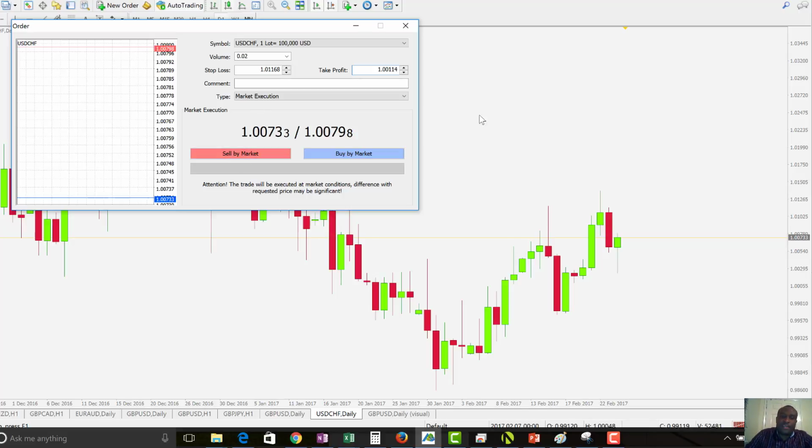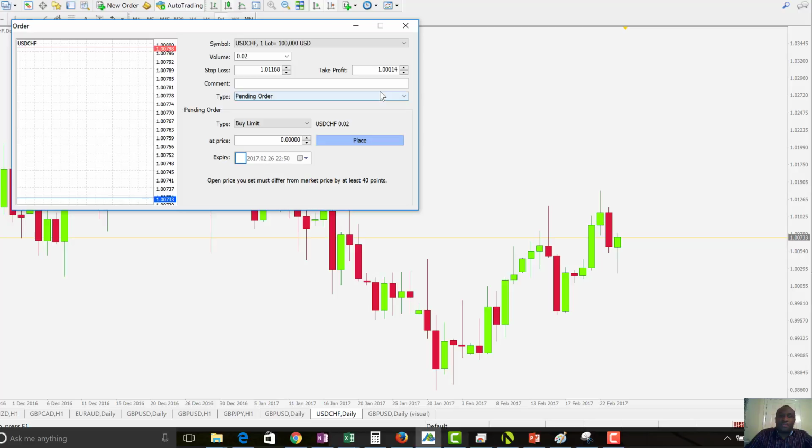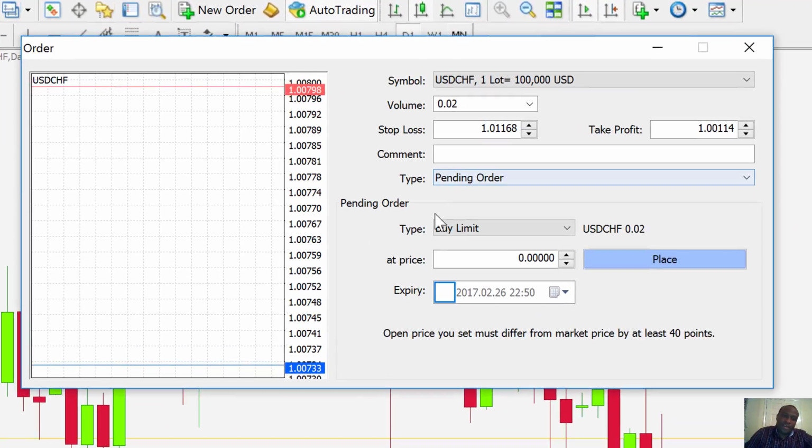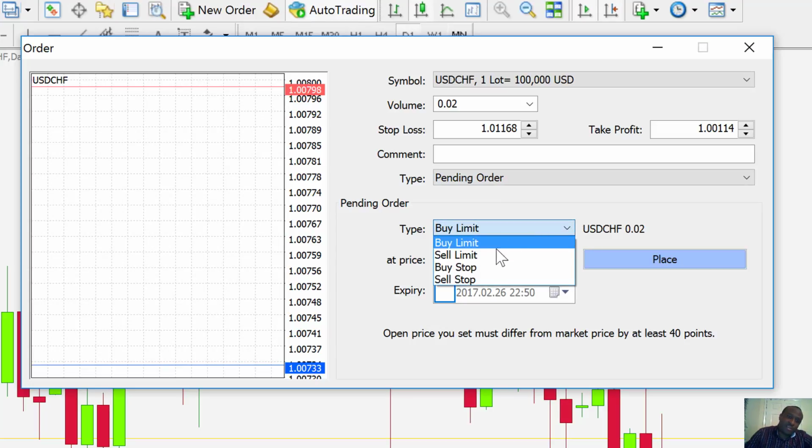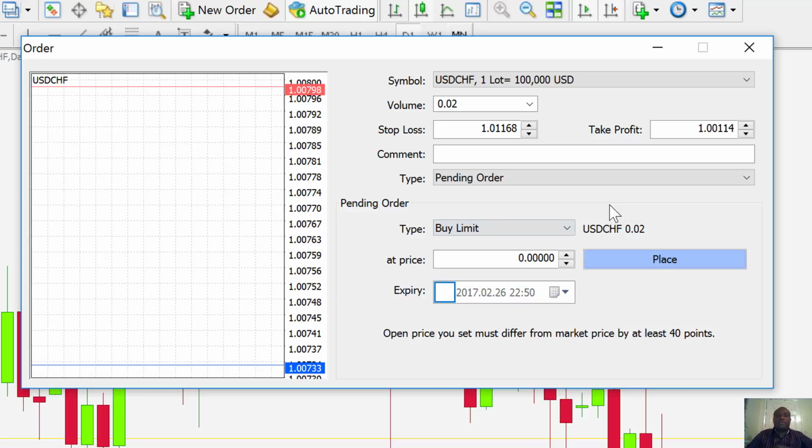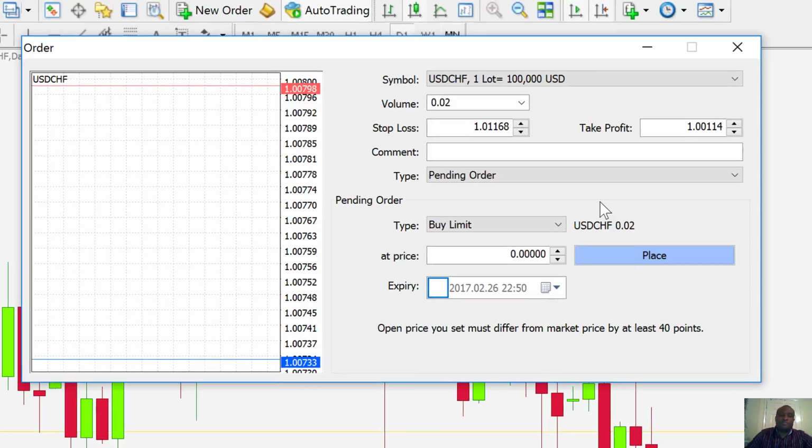Now explaining the pending order. If I select the pending order, you'll find that this changes. In here I've got the buy limit, the sell limit, the buy stop, and the sell stop. This is a pending order at a future time, at a different price from the current price.